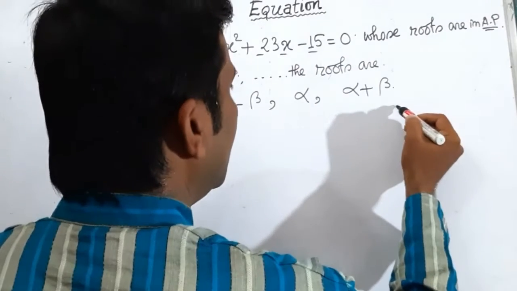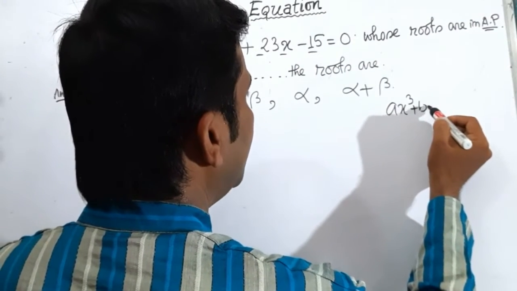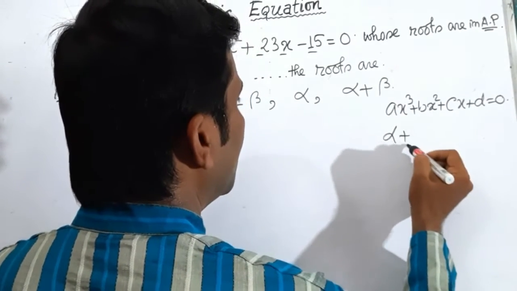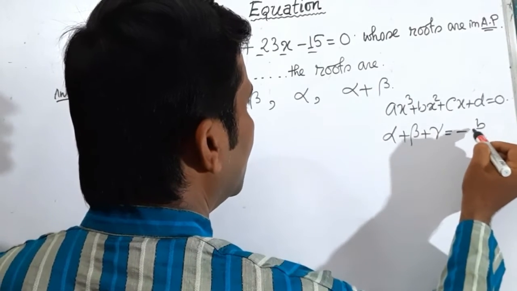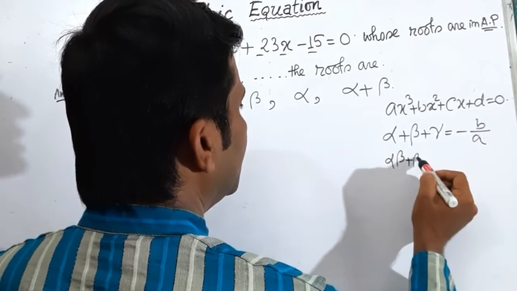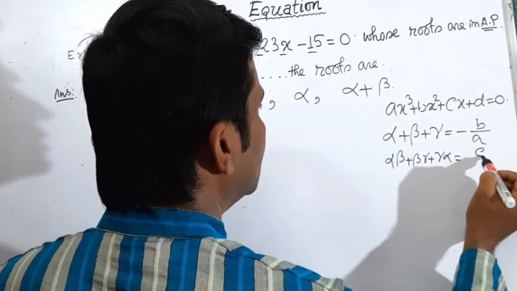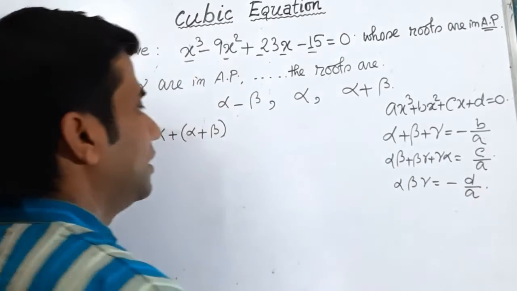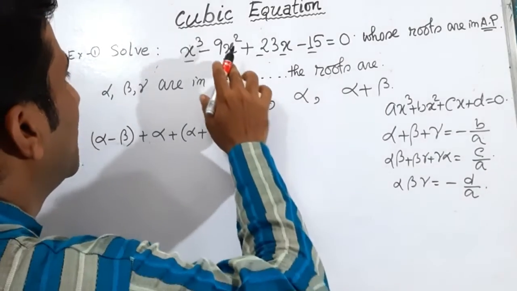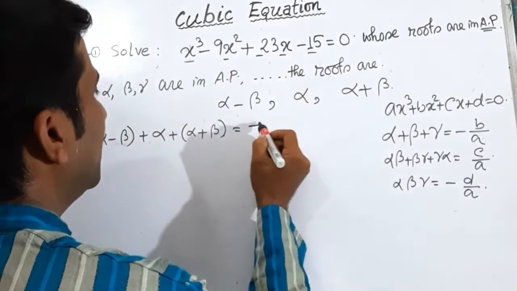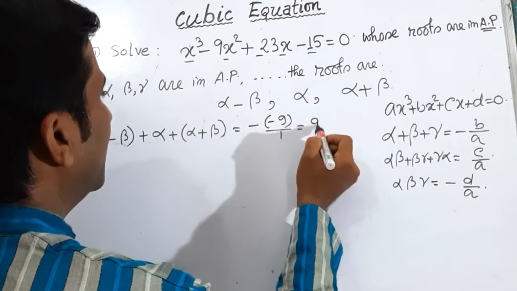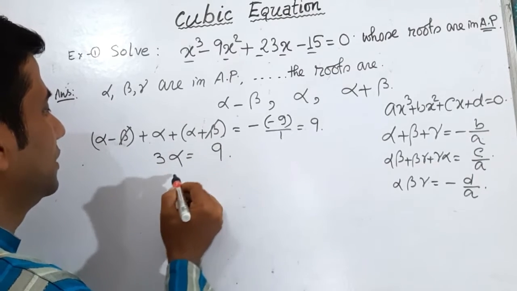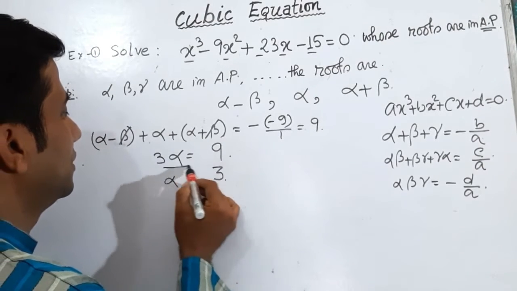We know that if ax³ + bx² + cx + d = 0, then alpha + beta + gamma is equal to -b/a, alpha beta + beta gamma + gamma alpha is equal to c/a, alpha beta gamma is equal to -d/a. Then we get -b/a, means -(-9)/1, this is equal to 9, that means cancelling beta, we get 3 alpha is equal to 9, then alpha is equal to 3.